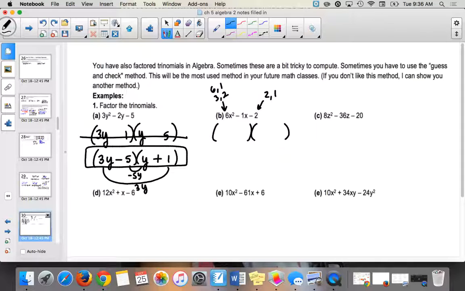Okay, I usually, when I'm factoring, pick the numbers that are closer together. So I don't usually do 6 and 1. I usually would try the 3 and 2 first. Okay, so let's say I try 3x and 2x.